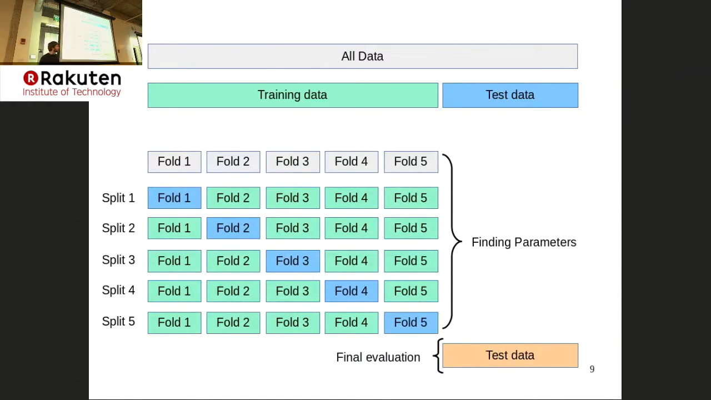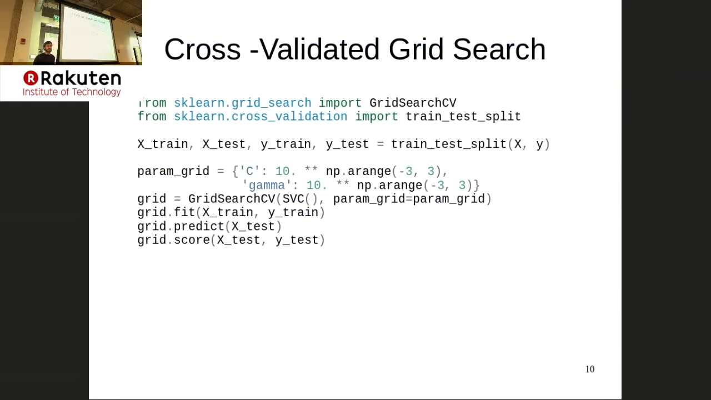So yeah, this looks a little bit complicated, I think, but it's very easy to implement. In scikit-learn, there's this class called GridSearchCV. GridSearchCV implements grid search with cross-validation. And so this code implements everything that I just explained. So train_test_split at the top splits off some portion of the data as a separate test set.